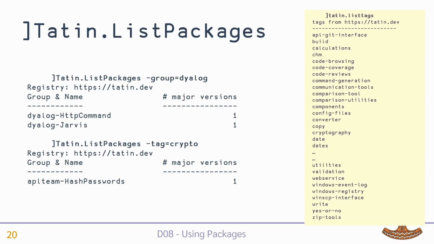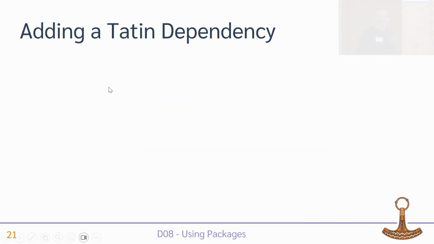No. We have date and dates. And we have utilities, which is great. Maybe we should have one called packages. There should be a tag called package to help people find things.